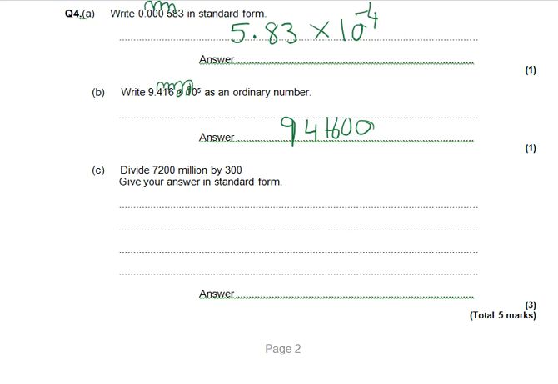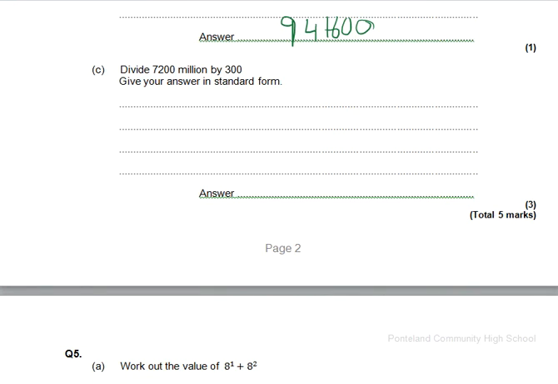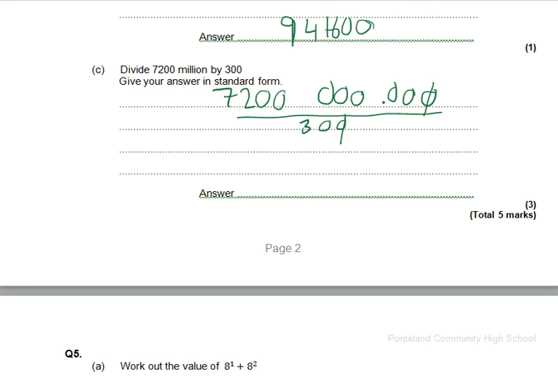Okay, part C. Divide 7,200 million by 300. So first of all, I'm going to write this as a fraction. 7,200. Then million is 1, 2, 3, 4, 5, 6. Remember, units, tens, hundreds, thousands, tens of thousands, hundreds of thousands, and then we've got our million in there. So, and we're dividing that by 300. So straight away with this fraction, we can divide top and bottom by 10 to get rid of one of the zeros, divide by 10 again, and we're left with 72000 divided by 3.